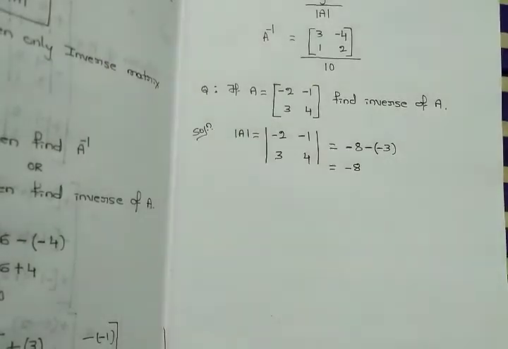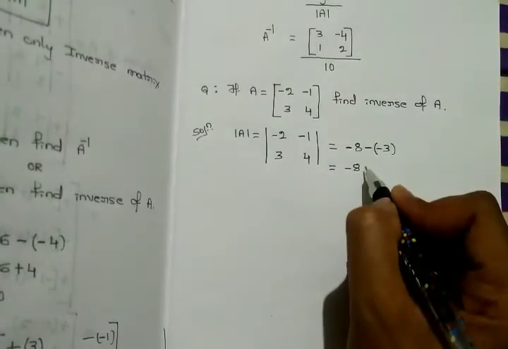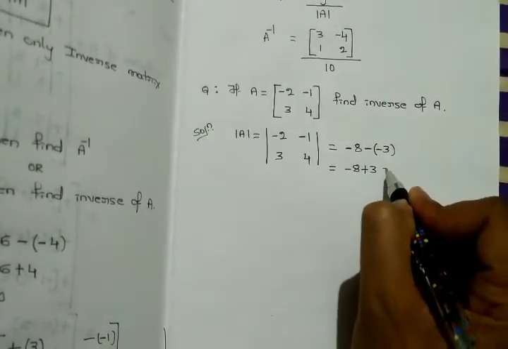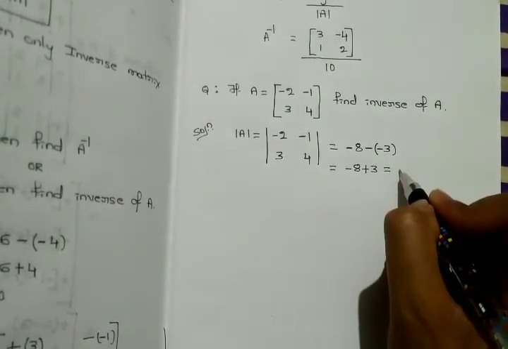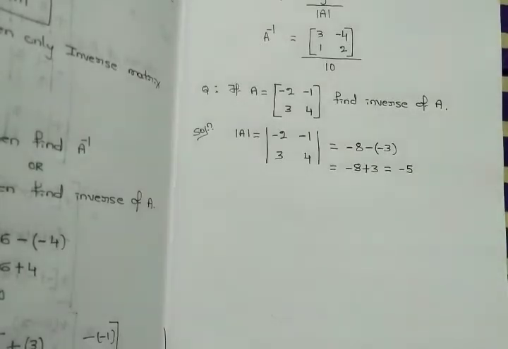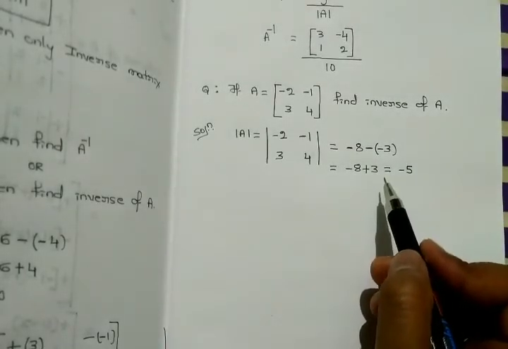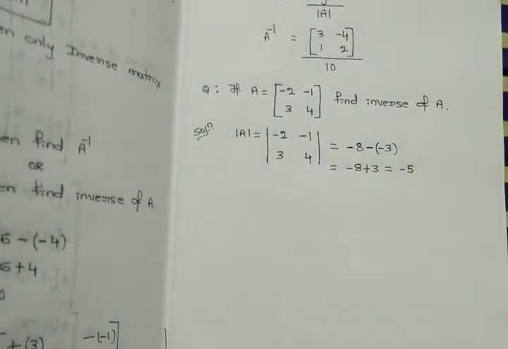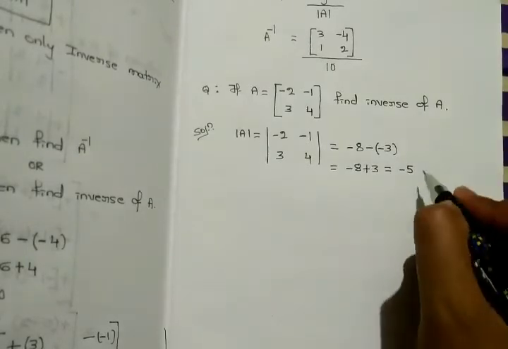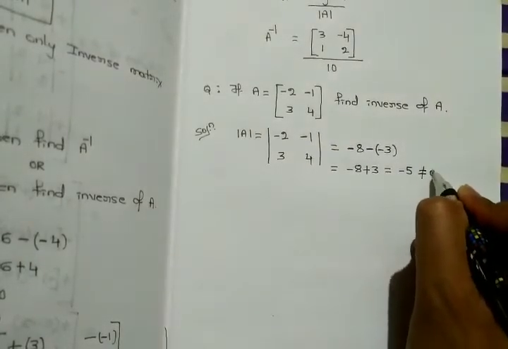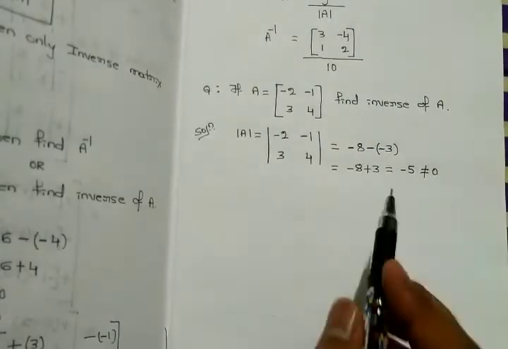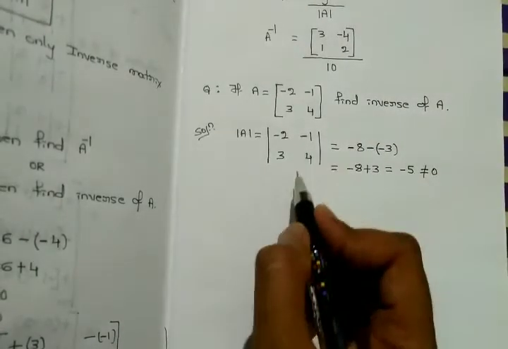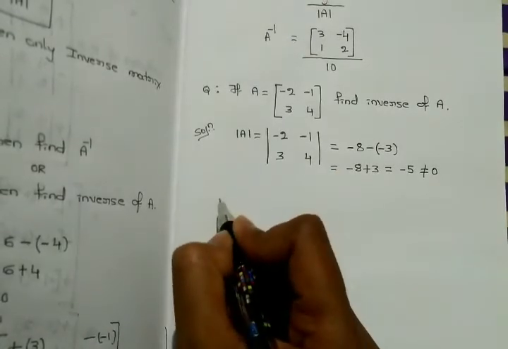I am going to keep it as it is. Minus into minus is plus 3. So minus 8 plus 3 is how much here? Minus 5. So which is not equal to 0. It means the inverse of the matrix is possible. So next, find out the cofactor matrix.